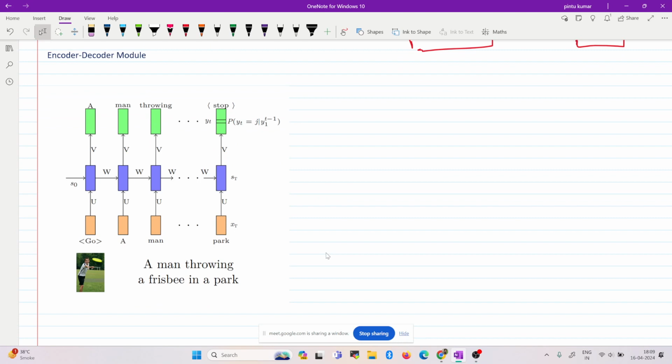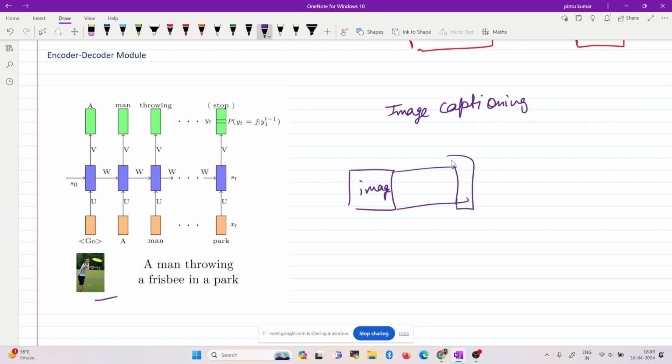So here is one example that we can try to solve using this encoder-decoder module. Let's say we have an image and we want to caption this image. So the task over here is image captioning. So what is the input that we have? Input we have is an image, right? We want to convert this image to some suitable representation.